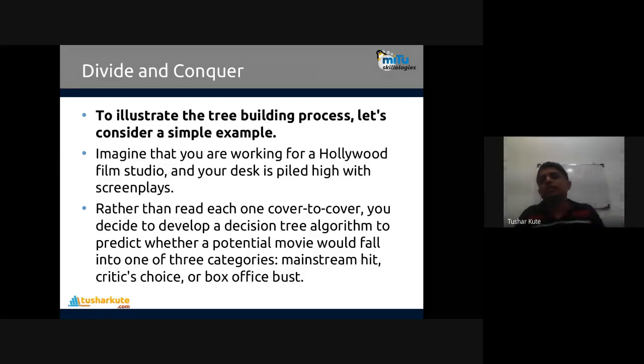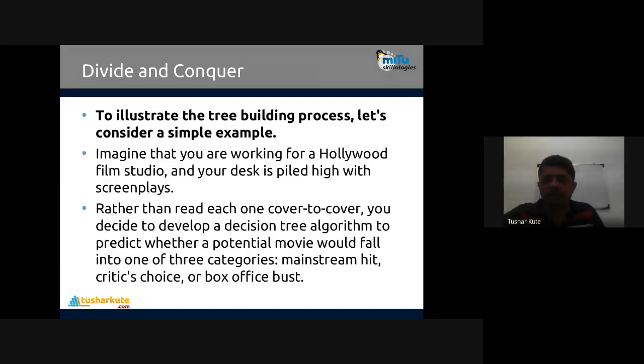Now, rather than reading each one cover to cover, you decide to develop a decision tree algorithm to predict whether a potential movie would fall into one of three categories. In which particular category will the movie fall? Three categories are there: mainstream hit, box office bust, and critics choice.